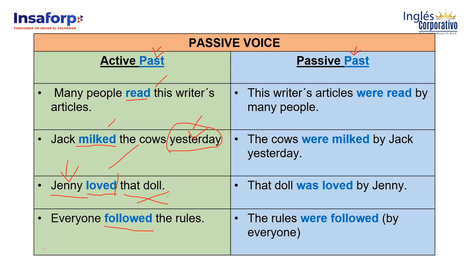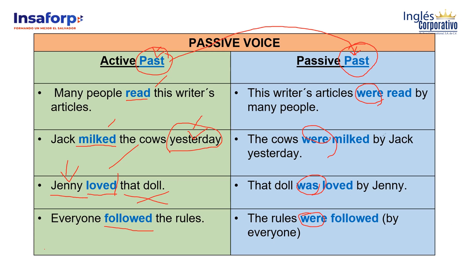Pero es una voz activa en pasado. Active voice in past. Give me a second. So, if this is past, ¿cuál va a ser mi passive voice? In past. ¿A dónde se va a reflejar ese past in the passive voice? To be. In the to be. Where to be, yeah. Where, was, and where.